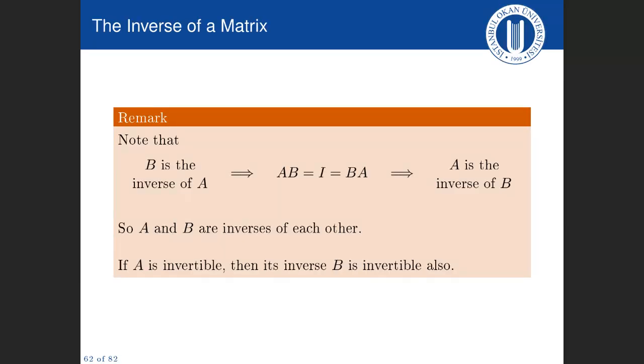Now, note that if B is an inverse of A, then that implies that AB is I and BA is I. But that's exactly the definition that A is the inverse of B. So if B is the inverse of A, then A is the inverse of B. We can say that A and B are inverses of each other. If A is invertible, then its inverse B is also invertible.